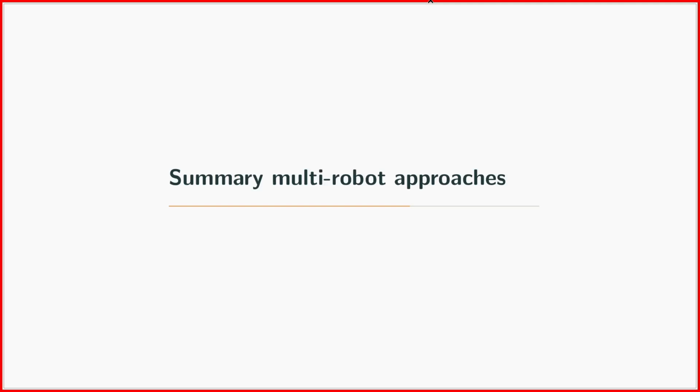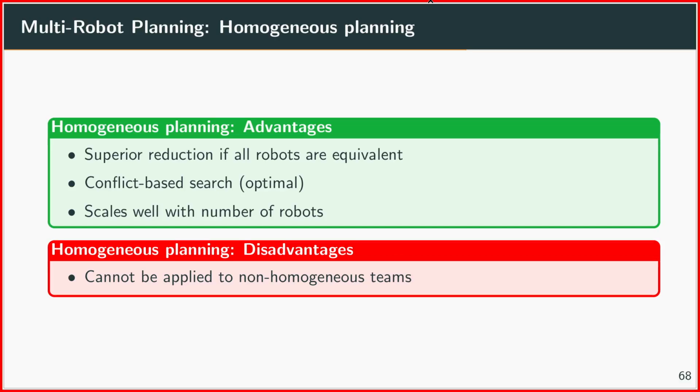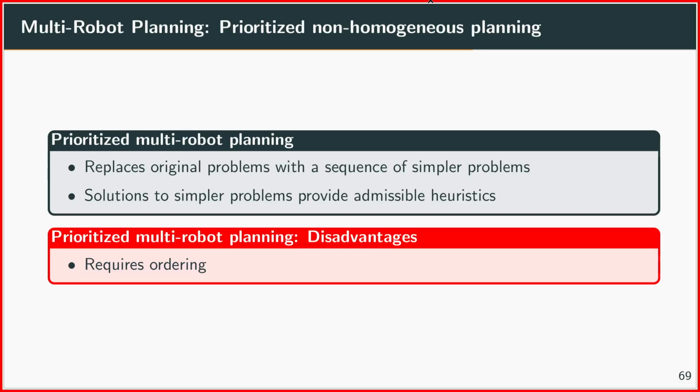Cool. Then let me just summarize all the multi-robot approaches. So we first talked about homogeneous planning, where all the robots are equivalent, and we had the superior reduction to pebbles on a graph, which is pretty cool because now we just plan in very low-dimensional space. And we looked at conflict-based search, which is really an optimal way of how you can solve it, and it scales super well with the number of robots. But of course, it cannot be applied to non-homogeneous teams.